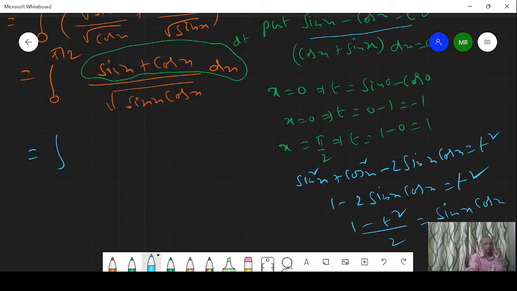Now I can write the limits also. We change minus 1 to 1, correct? I have taken the limits when x is 0, it is minus 1 to 1. This is dt I have written.